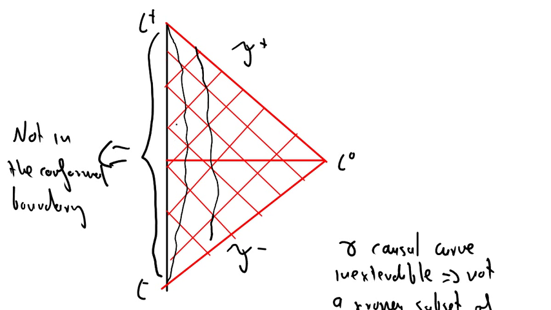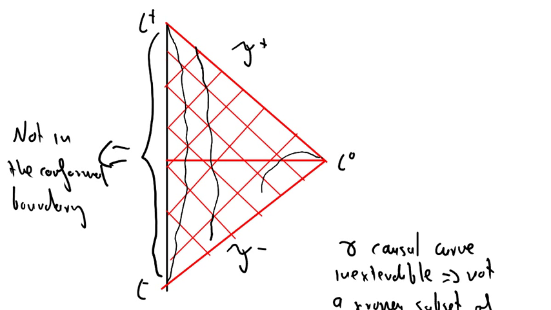So inextendable curves have to end up at the conformal boundary, which consists of future null infinity, past null infinity, I naught, or I plus and I minus. And another thing which we can see here is that it's not possible for a causal curve to end up on I naught because the curve cannot be causal. If I draw this, I can see that at some point the curve will become space-like.